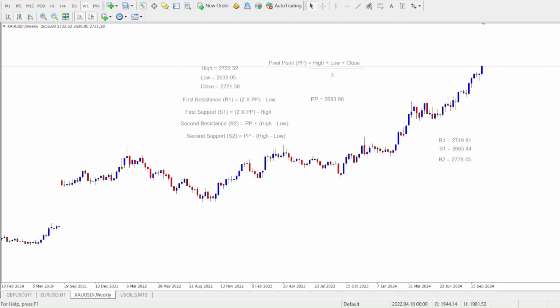Okay, I'm getting a negative value here. 2722.52 minus 2638.05. Okay, that's 84.47. Okay, 84.47. All right, I got it wrong somewhere. Okay, it's 84.47.